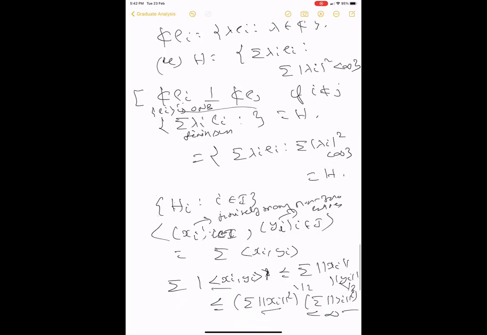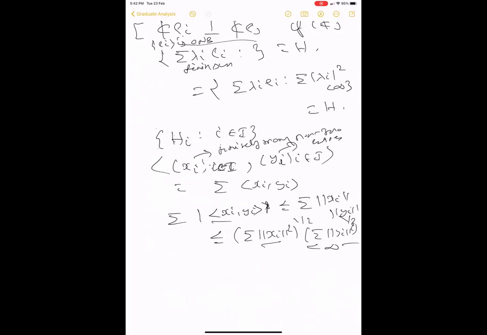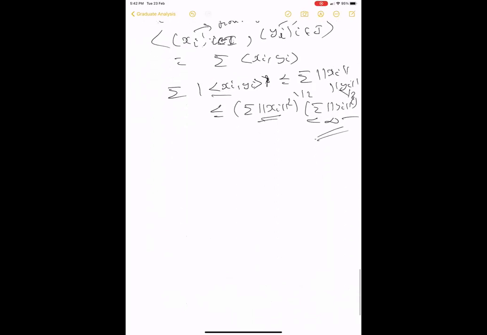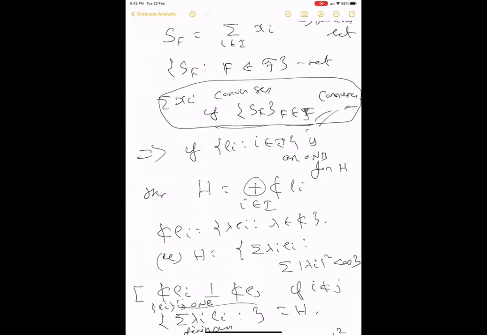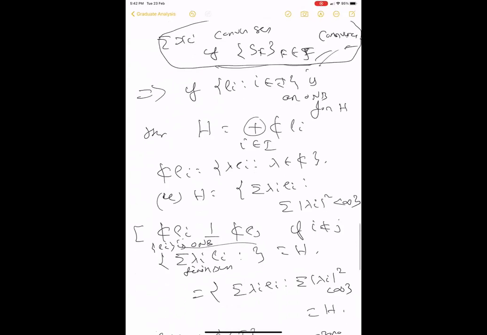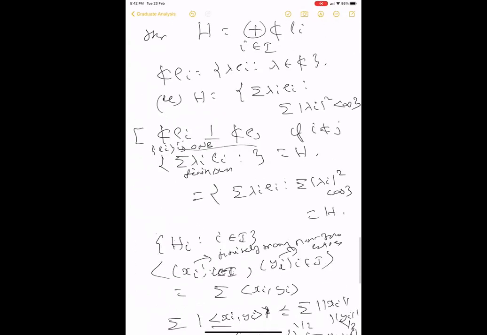Okay, sir. Because of that, the inner product exists. Or you can directly define it like this. You can just directly define this sum, and that exists because the summation of norm xi squared is finite and the summation of norm yi squared is finite. Because of that, it will follow. Now it's clear? Yeah, now it's clear. So the inner product exists on that. In that sense, H is the direct sum of the Hi. That means it is just all those sums of lambda i ei with the summation of lambda i squared finite.